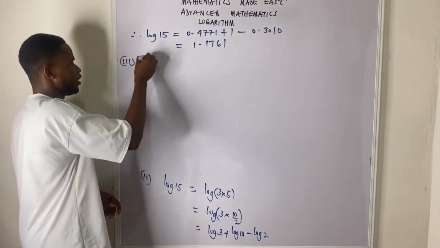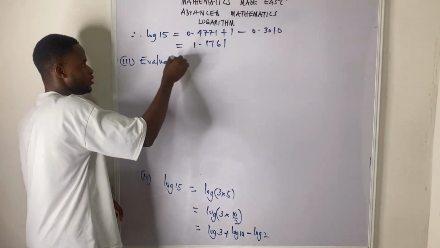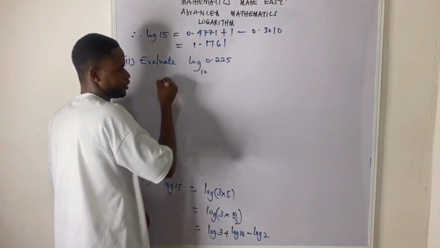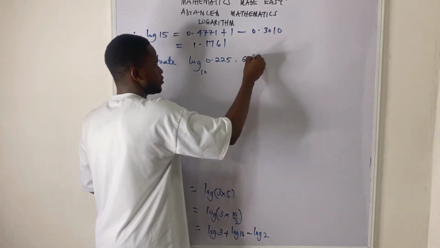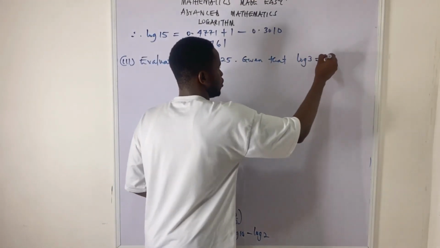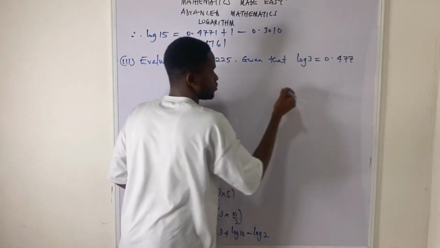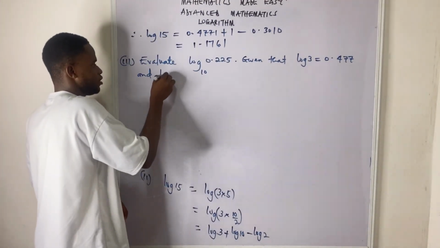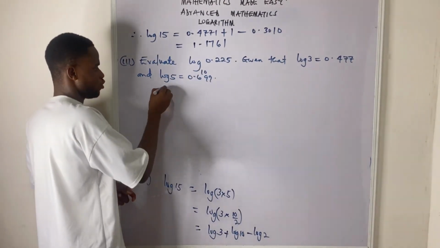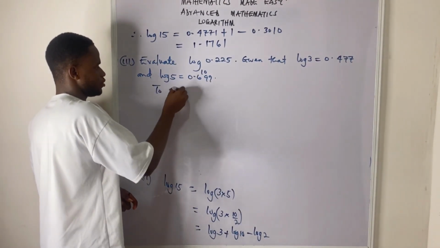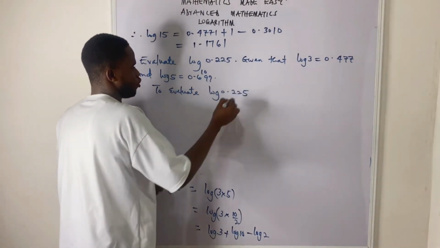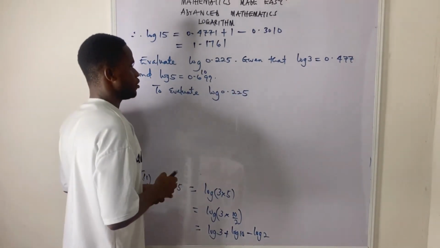Let's consider another example. For instance, if I have to evaluate log 0.225 base 10, given that log 3 is equal to 0.477 and log 5 is equal to 0.699. So we have to evaluate log 0.225 using the given logarithms.